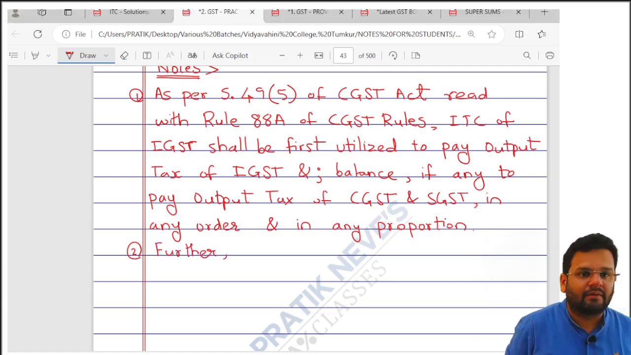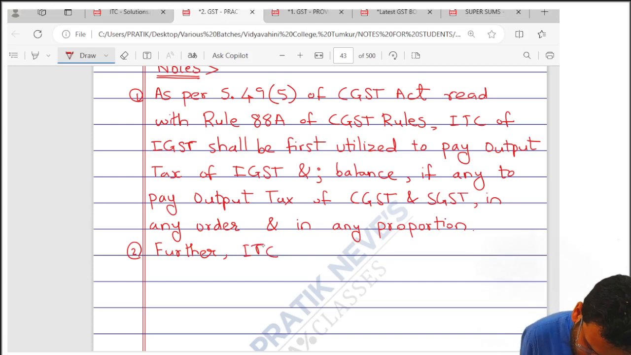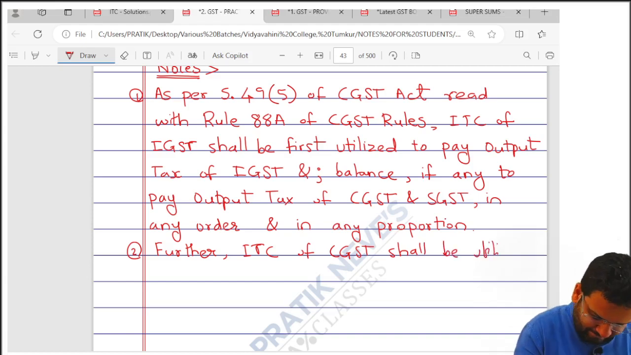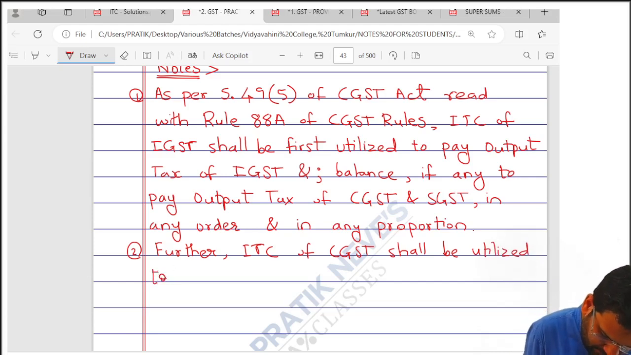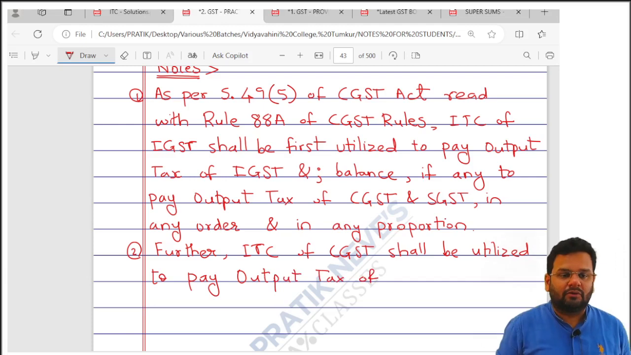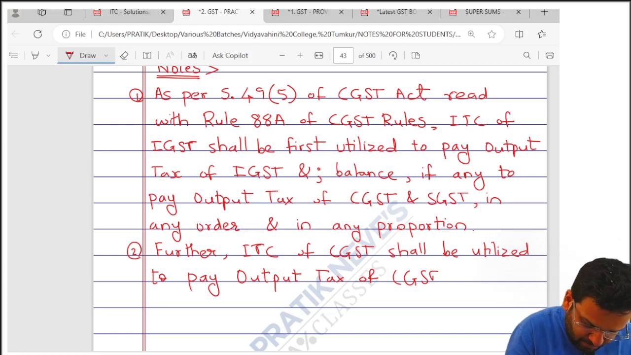Second note. Tell me further what? Further, which ITC now after IGST? Very good. Further, ITC of CGST shall be utilized to pay output tax of CGST, and balance if any to pay output tax of IGST.